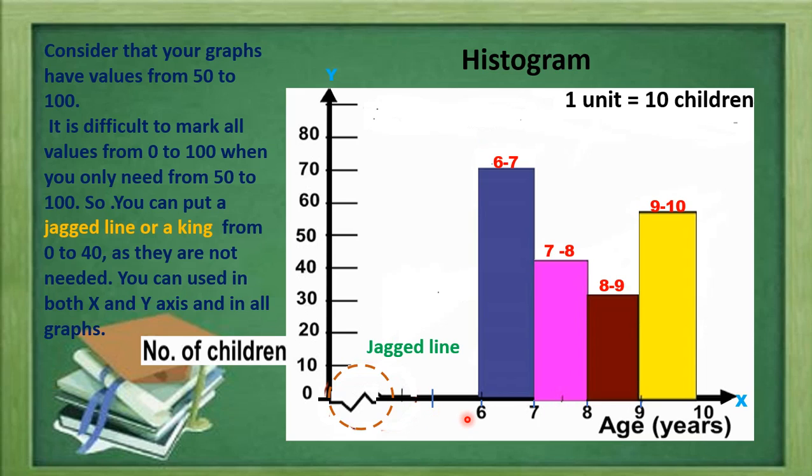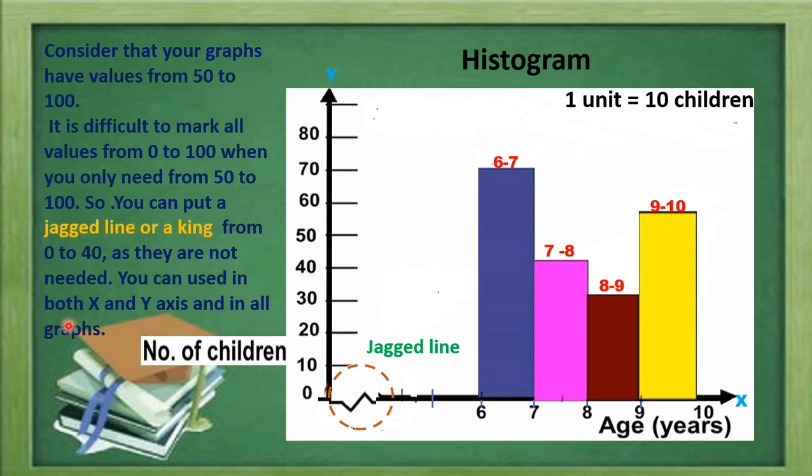That works if the data is very small, or the values can fit in the graph paper. But if it does not fit, like 50 to 100, when we want to take the data on the x-axis as 50, then 100, then 150, and so on, it is difficult to mark all the values from 0 to 100. When you only need from 50 to 100, you can put a jagged line, since 0 to 40 is not needed.